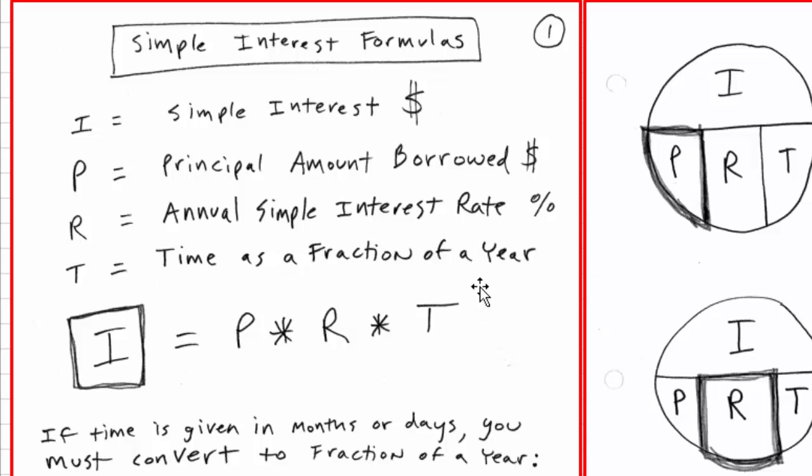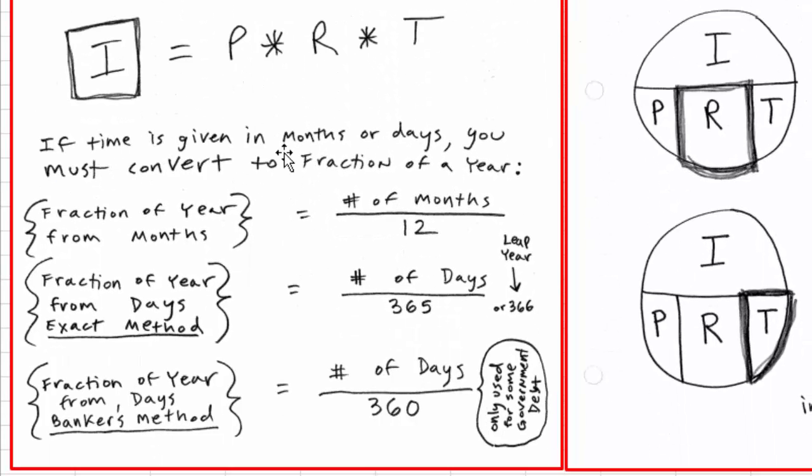That means if we are not given time as a fraction of a year, for example, we're given days or months, we're actually going to have to calculate the fraction of a year. So if time is given in months or days, you must convert it to a fraction of a year. It's not hard. For fraction of a year from months, we simply take whatever the months are. For example, 4 months, divide it by 12. That'll tell us the fraction of a year. Fraction of the year from days, exact method, banker's method.